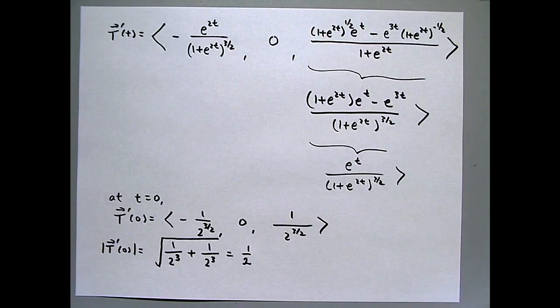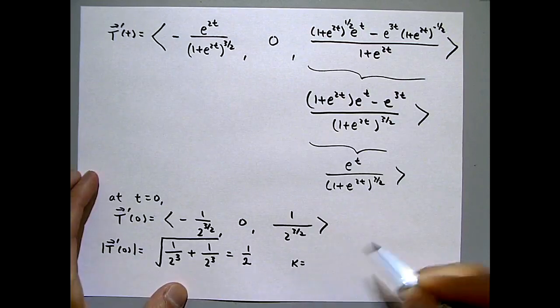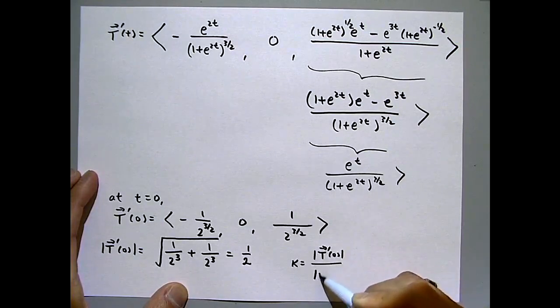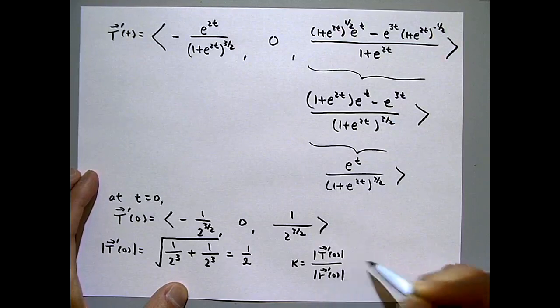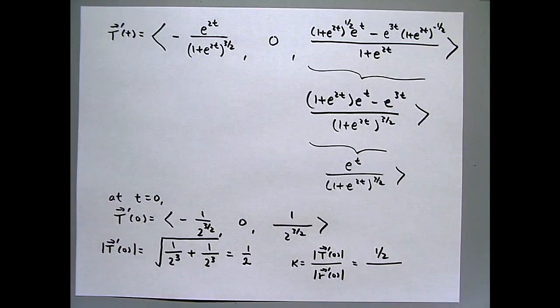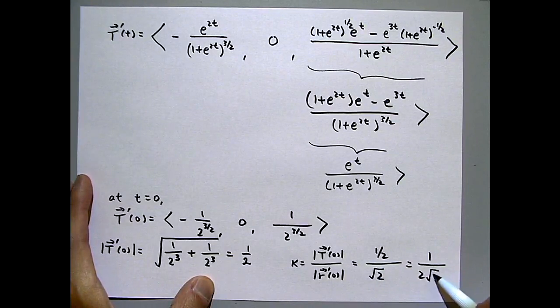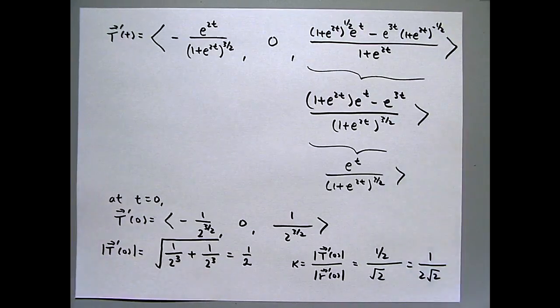Okay, now kappa is very easy. One over 2 over magnitude of r prime at 0 is radical 2. We got that earlier. And so this turns out to be 1 over 2 radical 2 downstairs. All right?